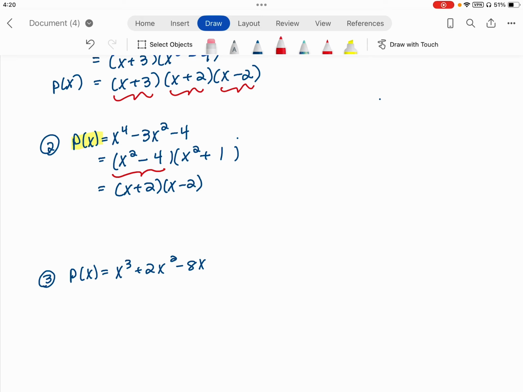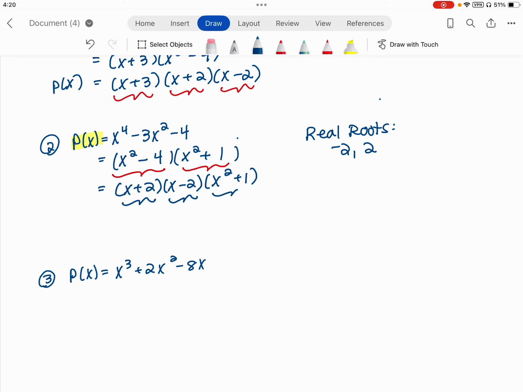This second binomial here does not factor more. It would need to have a subtraction sign in order to factor more. So I'm just going to bring that one down. Okay, so what I'm going to have here is I'm going to have a situation where for my real roots, I'm going to have a -2 and a +2 from those first 2 factors.